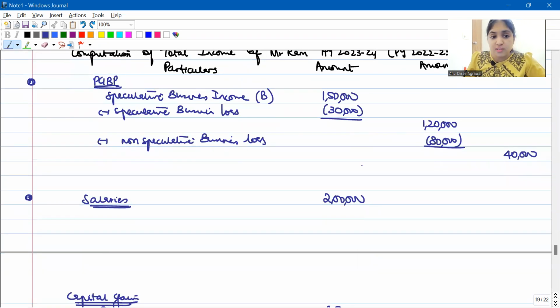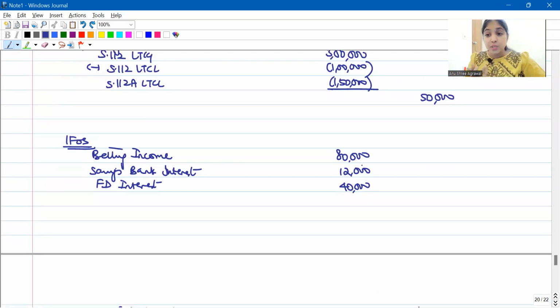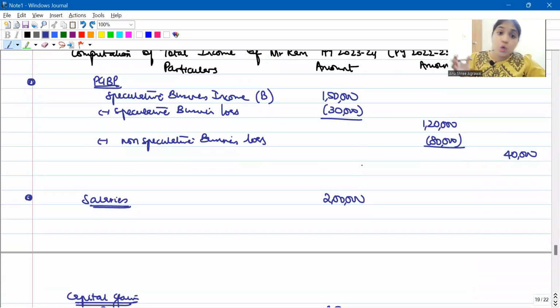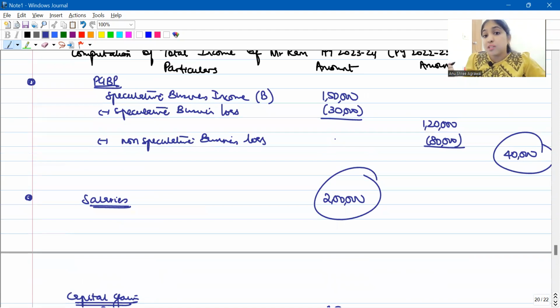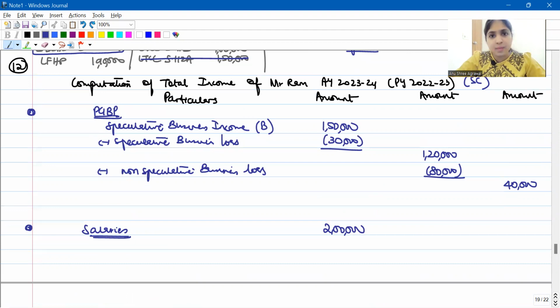So I have so many options. I can adjust against PGBP, against salaries, against capital gains, against IFOS. But which of these will I choose? If you look at the total income of my assessee, if you look at the normal rate income of the assessee, 40,000, 2 lakhs, and these numbers, it is definitely not crossing 5 lakhs. So what will be the tax rate of my assessee for these normal incomes? For these normal incomes, it's going to be not more than 5%, guys. Do you agree? Because it's not going to cross 5 lakhs. So if you look at the slab rate, up to 5 lakhs, 5% only. And there you get 87A rebate benefit and all.